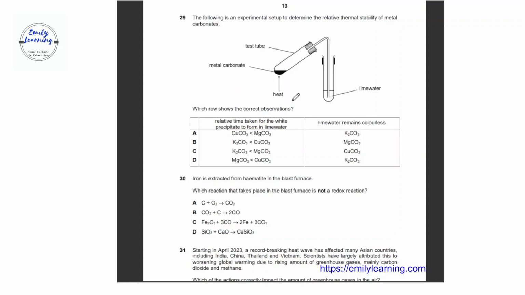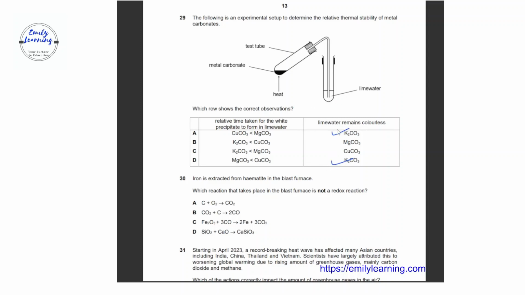So we know that the more reactive the metal, the more stable their carbonate. So group 1 carbonates are very stable to heat. They will not decompose on heating. Other carbonates will decompose on heating to give carbon dioxide. When the carbon dioxide is liberated, it reacts with lime water to give a white ppt. So we know that group 1 carbonates will cause lime water to remain colorless because no CO2 is produced.